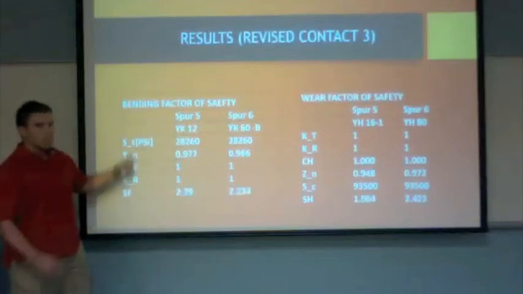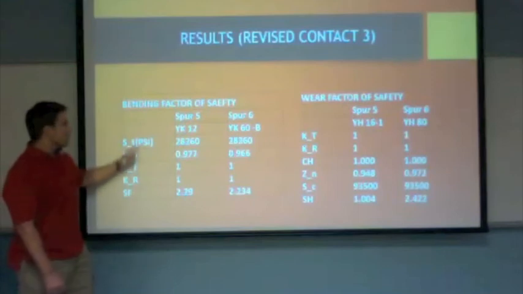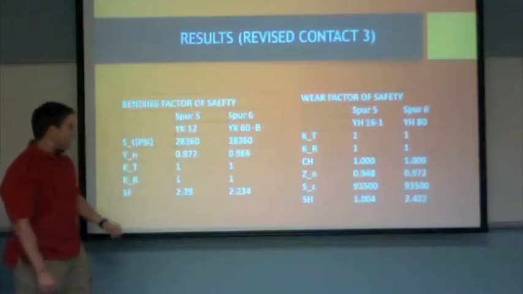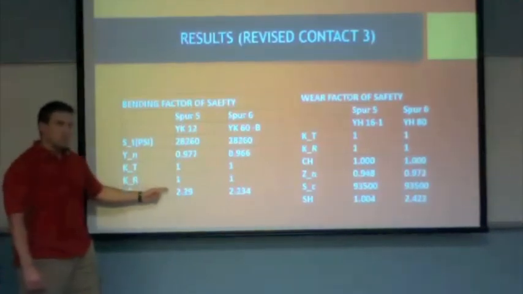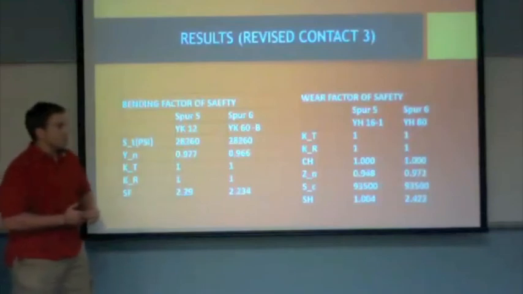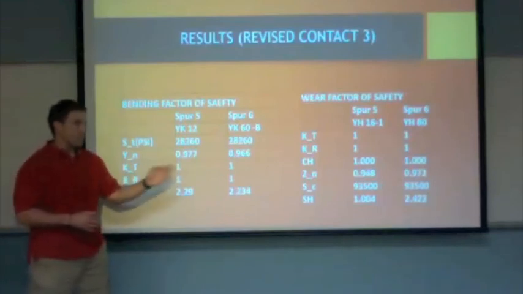We came up with using a different spur gear. We used a YK12 and YK60-B, and we had a factor of safety of 2.29 and 2.34. So this actually helped us out a lot. And our wear factor of safety is above 1 as well.